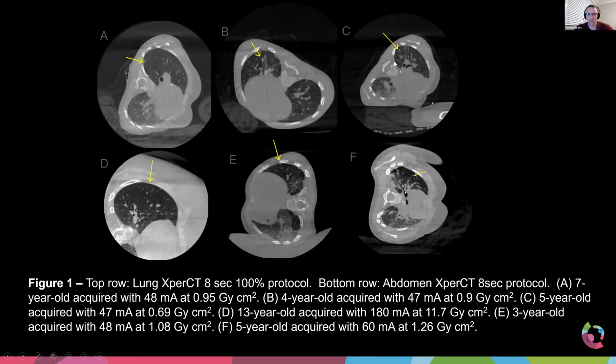But this guy over here is a, let's see here, where are you? C is a 5-year-old, and F is a 5-year-old. So those two are 5-year-olds.